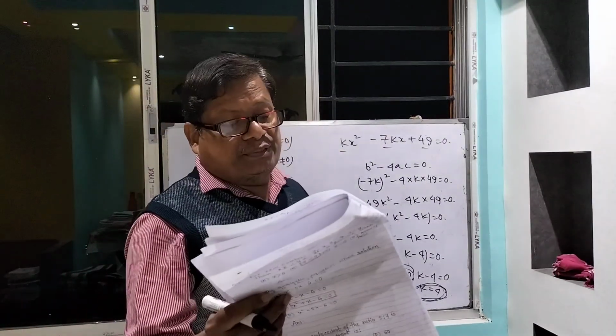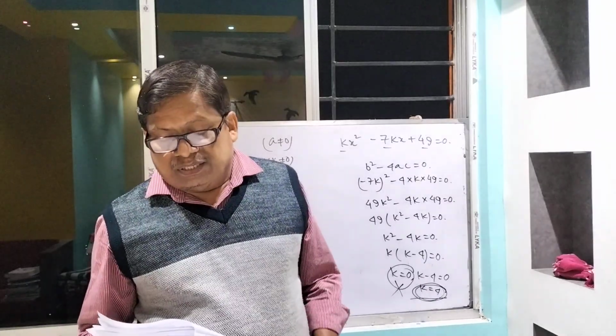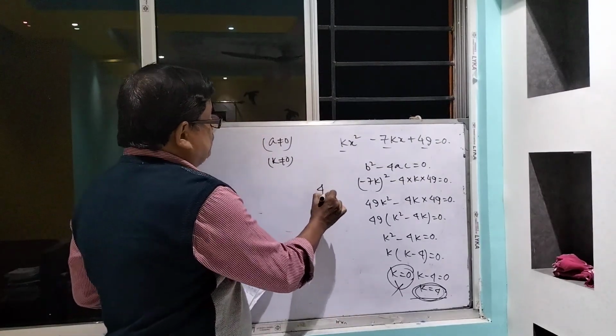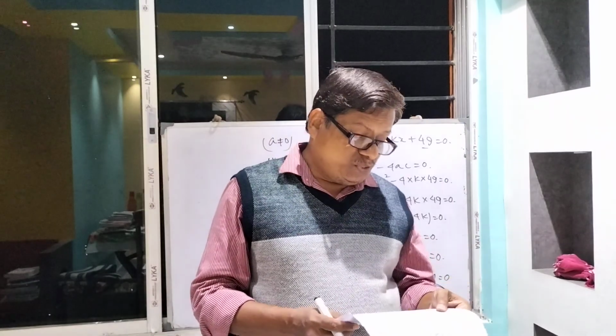So here the options given are 0, 4, 4 plus minus 4, plus minus 3. Here the answer will be only 4, keep in mind, only 4. Maximum students get this type of sum wrong. Okay, don't do it afterwards, keep in mind.